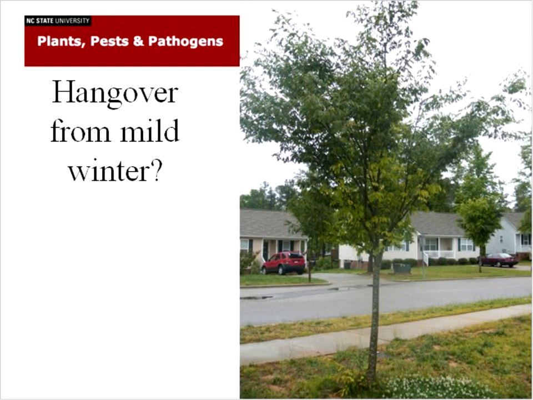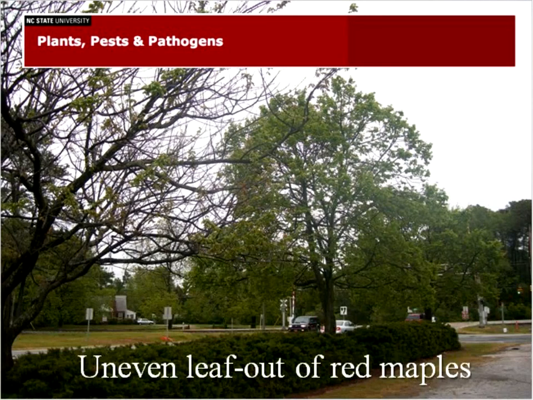One of the ones that I want to start with here is something that we've observed, those of us in the clinic and also people who we've talked to, of a problem from, we think, the mild winter. As you can see on this tree, which I think is a Zelkova, there's been uneven leaf out. Some of the leaves in the upper portion of the crown are older and already have their dark summer green color, and some of the leaves are more recent, so we've got uneven leaf out. And where we've seen that most often is in the red maples in our landscapes around here.